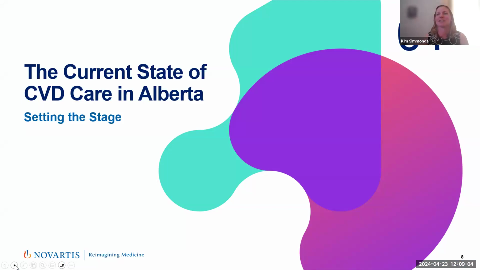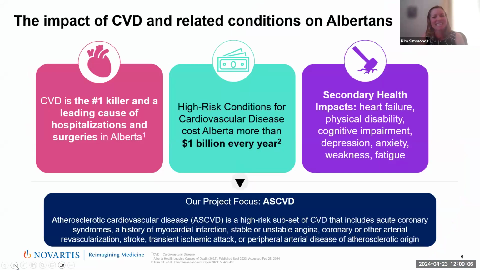I will just continue telling you about this. So in discussion that I mentioned just previously about aligning to our priority areas, cardiovascular disease is the number one killer and leading cause of hospitalizations in Alberta. It is a significant cost to the system.